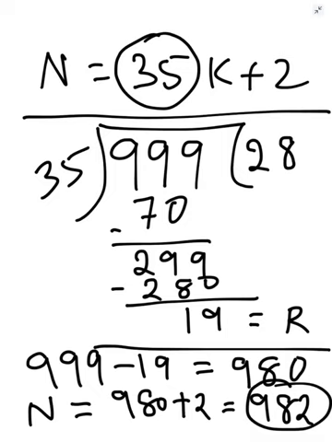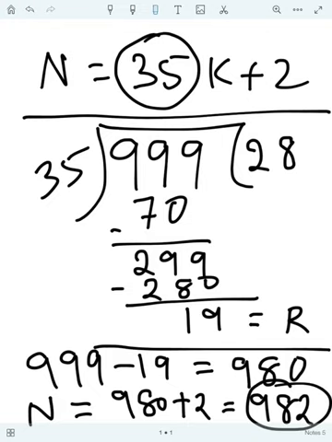So I hope it is clear how you have got to this answer 982. So first form the equation 35k plus 2 from the model. Then start with 999, which is highest 3-digit number. Divide by 35. Get the remainder 19. You subtract the remainder 19 and then add 2 to get the final answer 982.